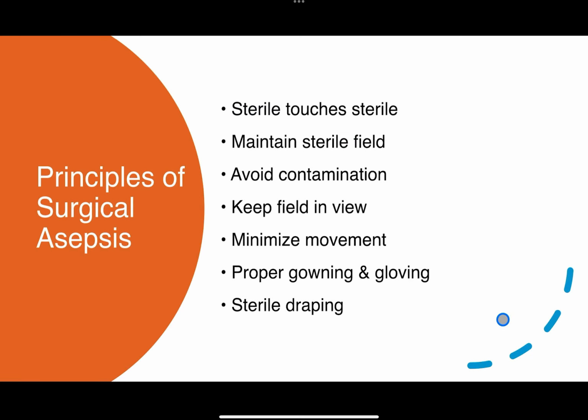Surgical asepsis prevents the introduction of microorganisms into the surgical wound. Only sterile items are allowed within the sterile field, and contamination must be avoided. Movement and air currents are minimized to reduce microbial spread. Strict adherence to aseptic principles is essential to prevent postoperative infections and complications.